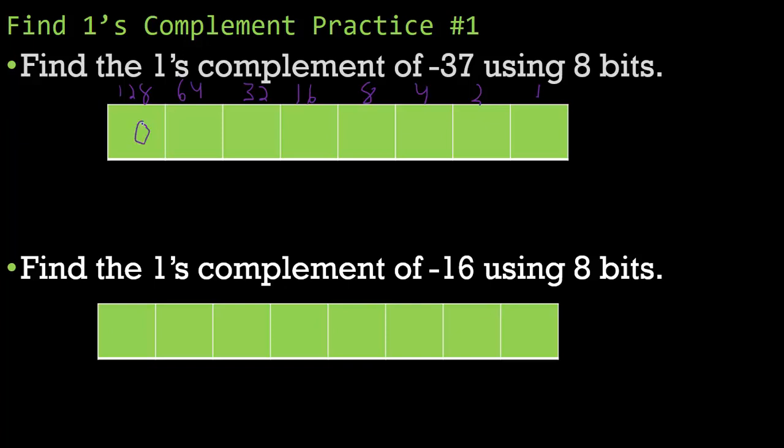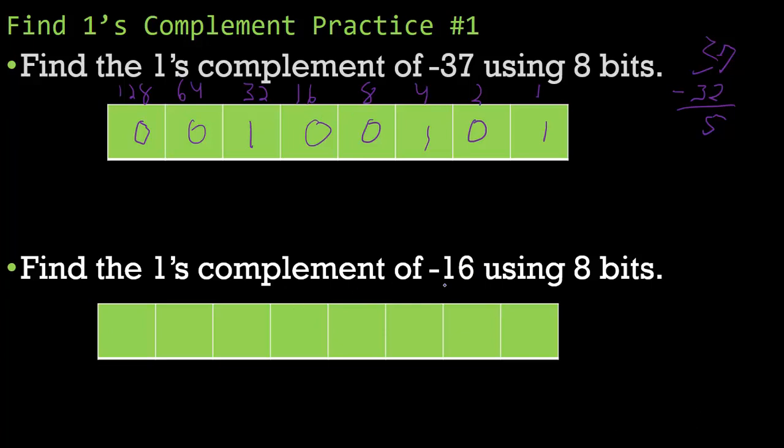I don't need 128. I don't need 64. I'm looking for 37. I do need a 32. That will help me. So I'm going to minus 32. I'm now left with 5, which means I need a 4 and a 1. 4 plus 1 will give me 5. These become zeros, and I'm done. Because this is a positive 37, which is the complement of negative 37.